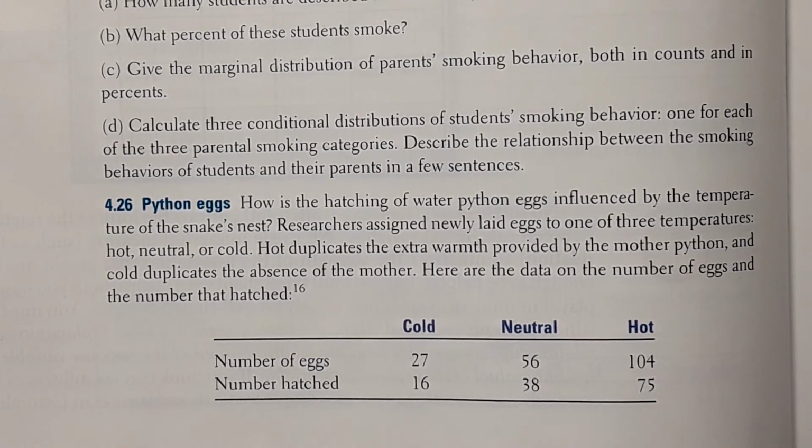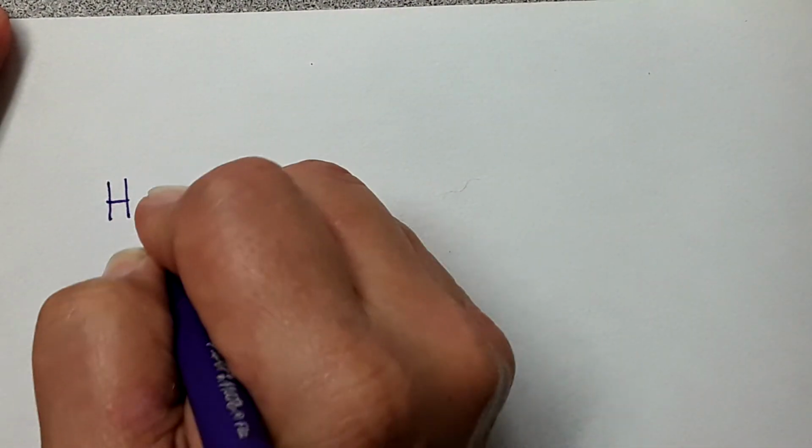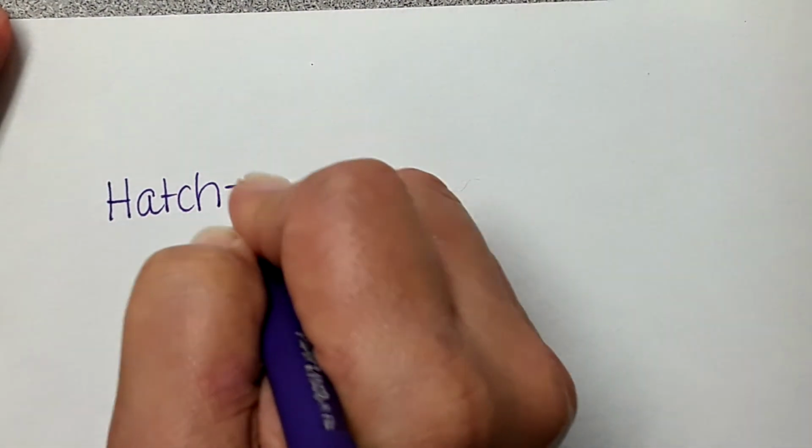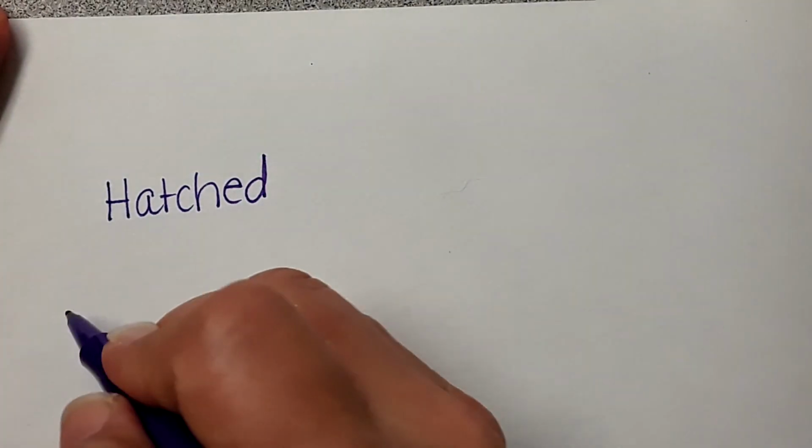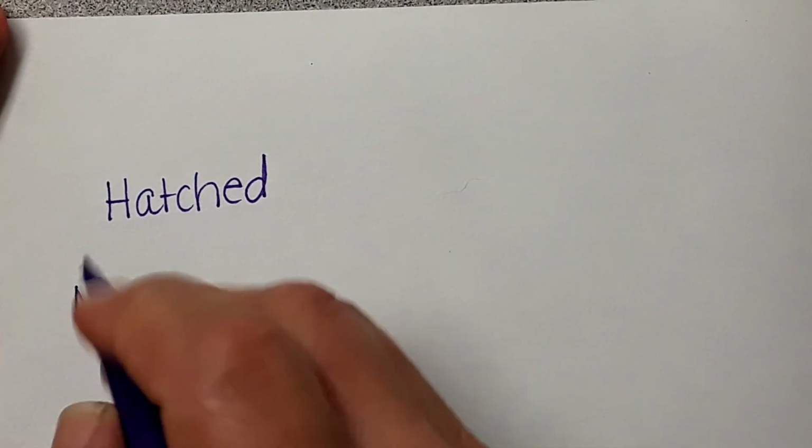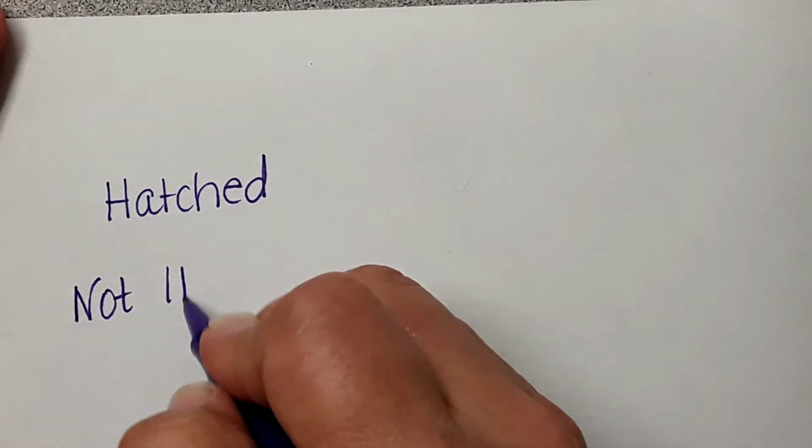So what we're going to do now is make a two-way table. Remember what I said, guys. It needs to be hatched versus not hatched. So we're going to have two rows. The first row is going to be hatched. The second row is going to be not hatched.